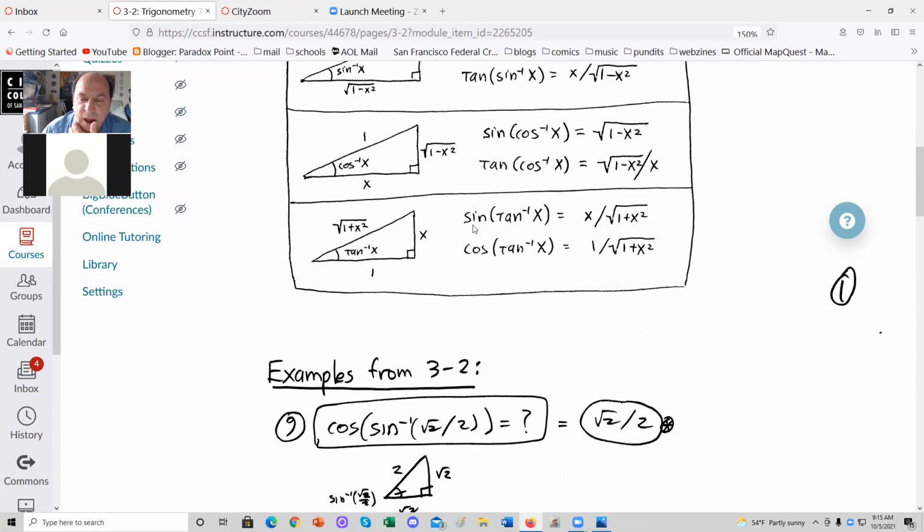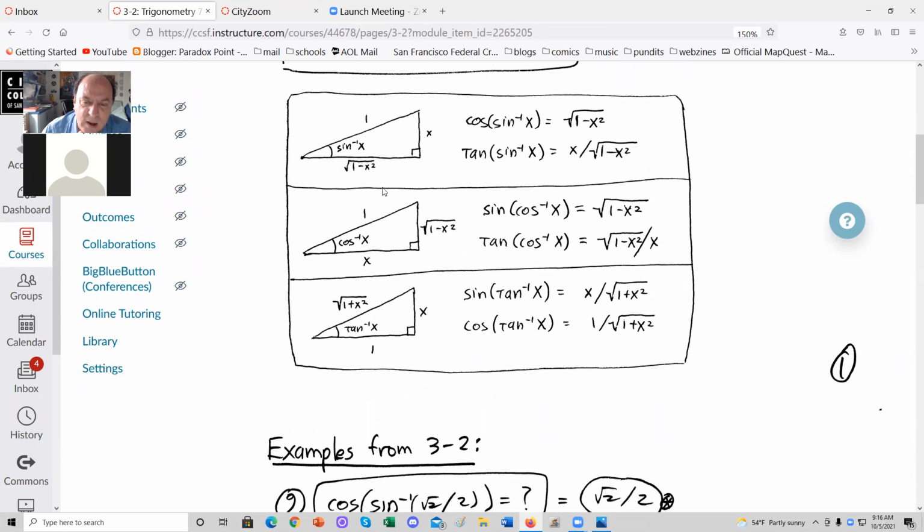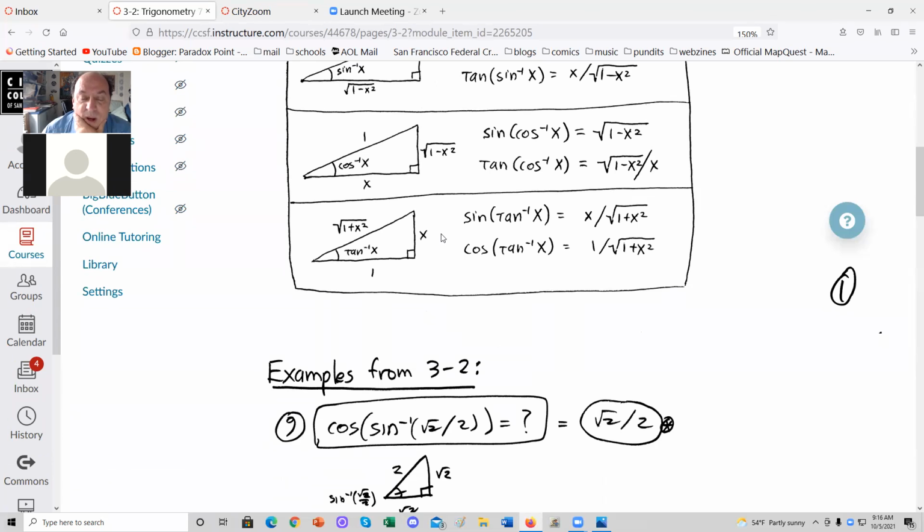Now here we have trig functions of arctangent. So here's a right triangle with opposite side x, adjacent side 1. So this angle at the base is arctan x. The third side by Pythagoras is root 1 plus x squared. You have to watch out, here it's a plus because it's the hypotenuse, and back there it was root 1 minus x squared because it was the short side. Okay, so we read it off right away.